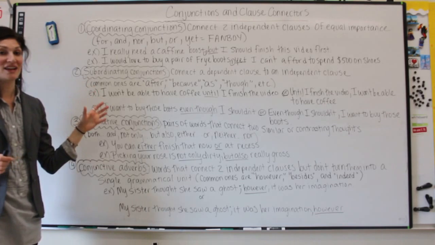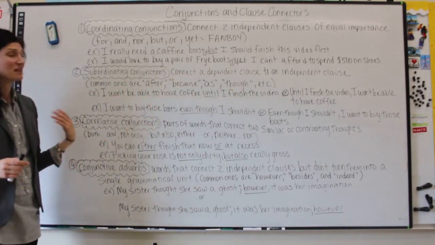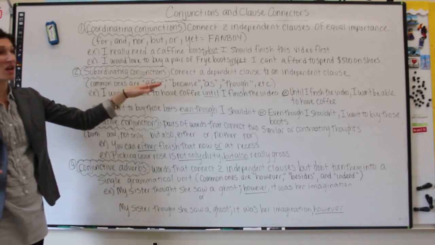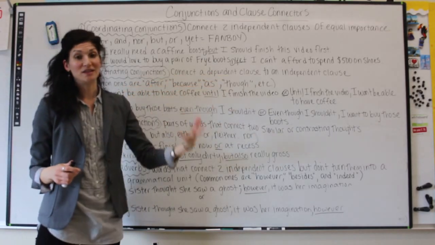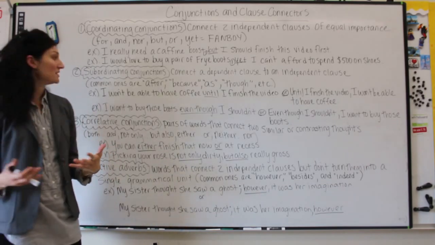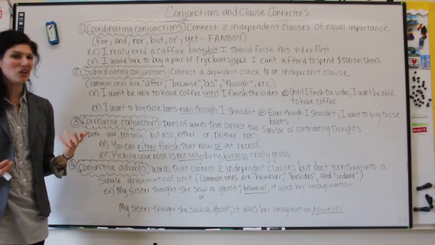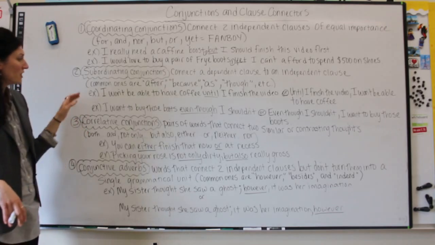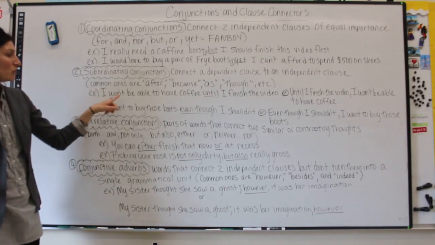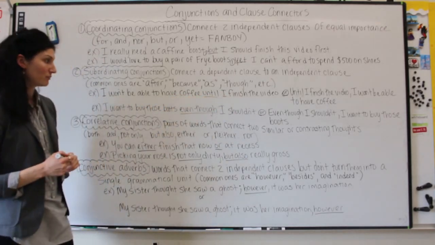Subordinating conjunctions connect a dependent clause to an independent clause. Some common ones are after, because, as, though, etc. For your convenience, we've also provided you with a list of the subordinating conjunctions. Let's take a look at how they work. For the first example I have, I won't be able to have coffee until I finish this video.